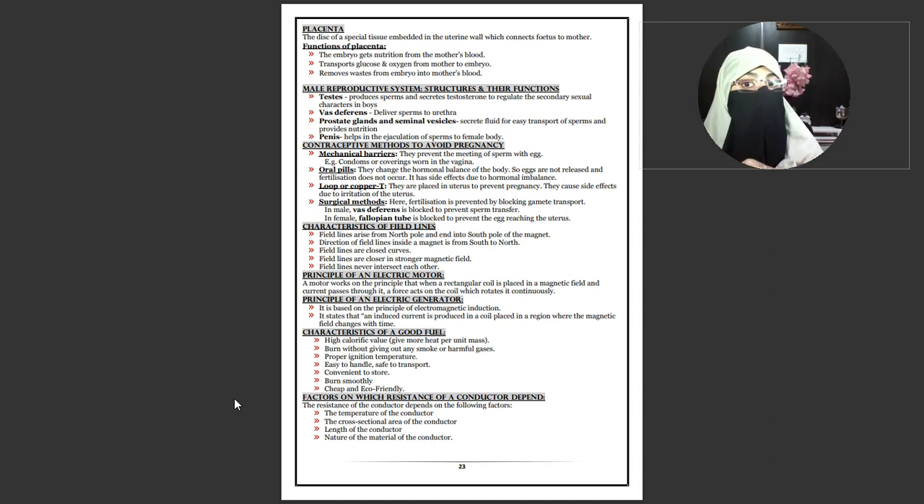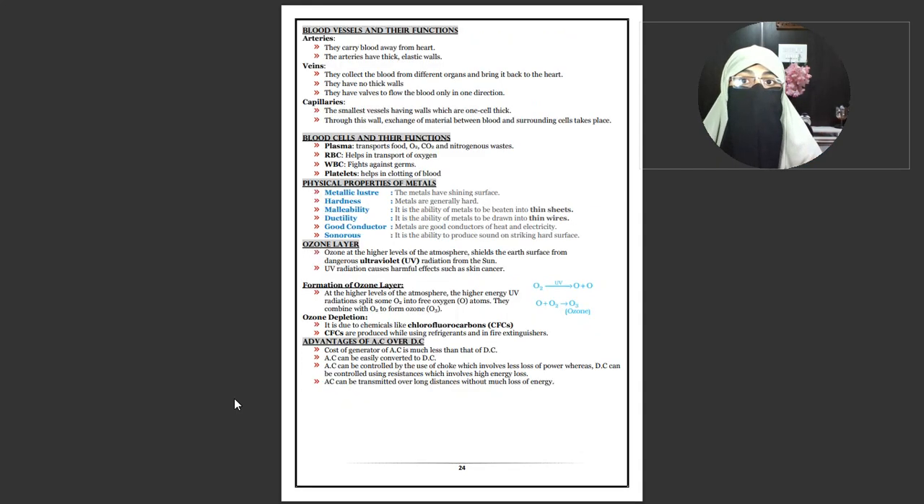Now coming to the male reproductive system, what is the structure and what is the function, in a smaller way we have given it. You can study that. Then the contraceptive methods, then characteristics of field lines, principle of electric motor, the principle of electric generator, very important. They will ask you to draw a diagram and explain the principle of electric motor. Then good fuel: how can you consider a fuel to be a good fuel, very important. Then factors on which the resistance depends.